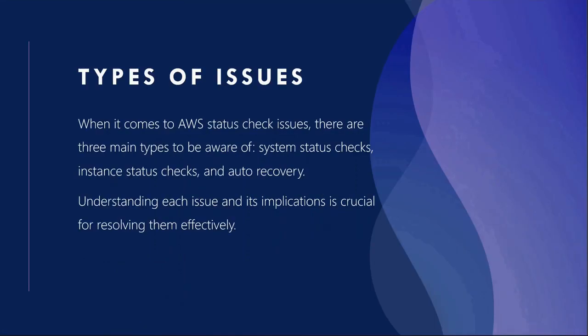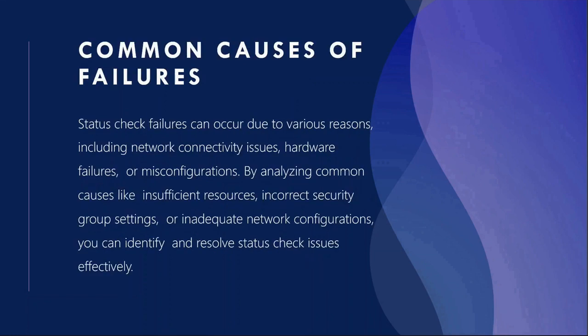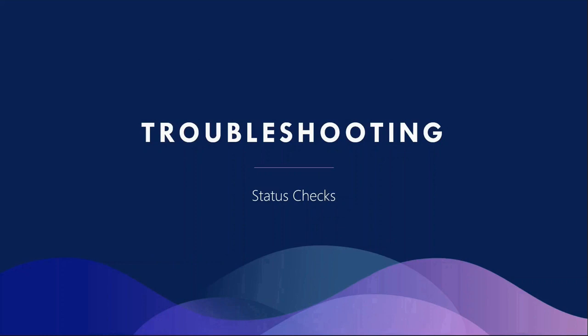Basically, there are three types of status checks. One is system status check, instance status check, and auto recovery. Some common causes why status checks fail are network connectivity issues, hardware failures, or misconfiguration. So let's look into how to troubleshoot these issues.